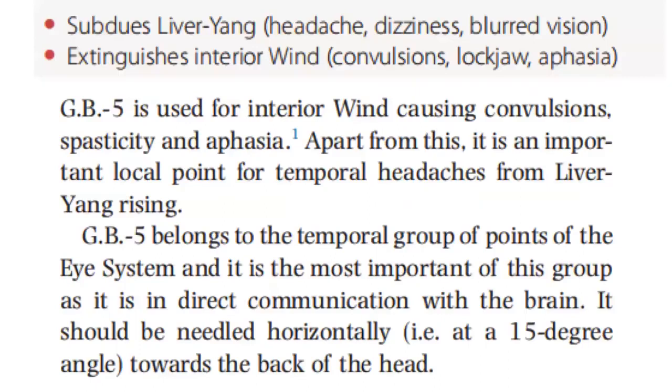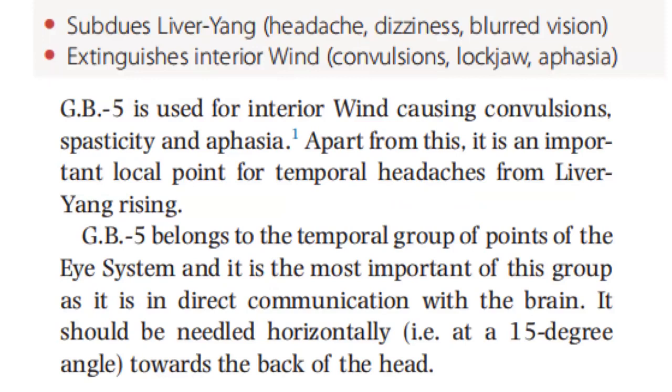GB5 subdues liver yang, so it's good for headache, dizziness, blurred vision. It extinguishes interior wind for convulsions, lockjaw, aphasia. GB5 is used for interior wind causing convulsions, spasticity, and aphasia. Apart from this, it is an important local point for temporal headaches from liver yang rising. GB5 belongs to the temporal group of points of the eye system, and it is the most important of this group as it is in direct communication with the brain.